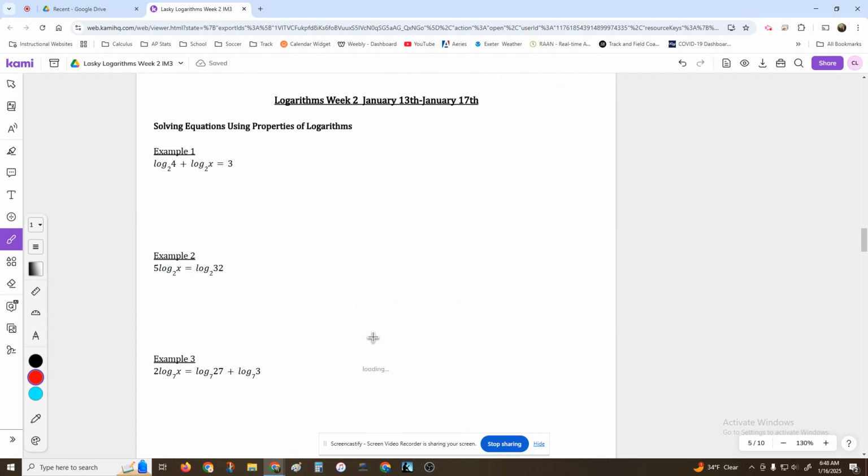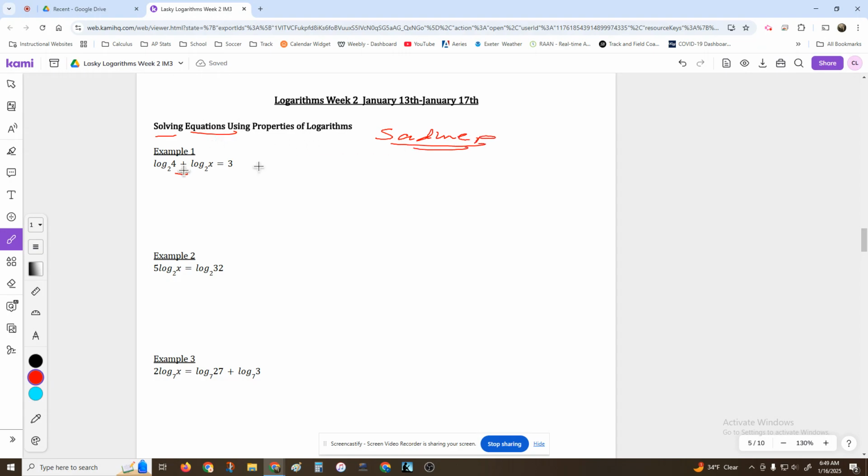So let's tackle some of these. We're going to use this idea of solving equations. We're going to solve equations using the properties of logarithms. And so we are adding. So we're still working SADMET, but you've got to really watch out.